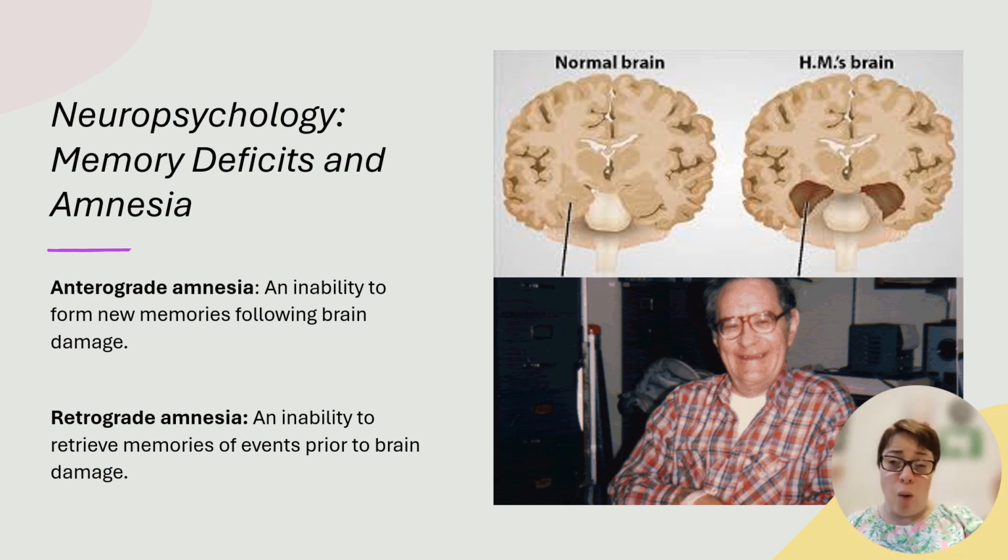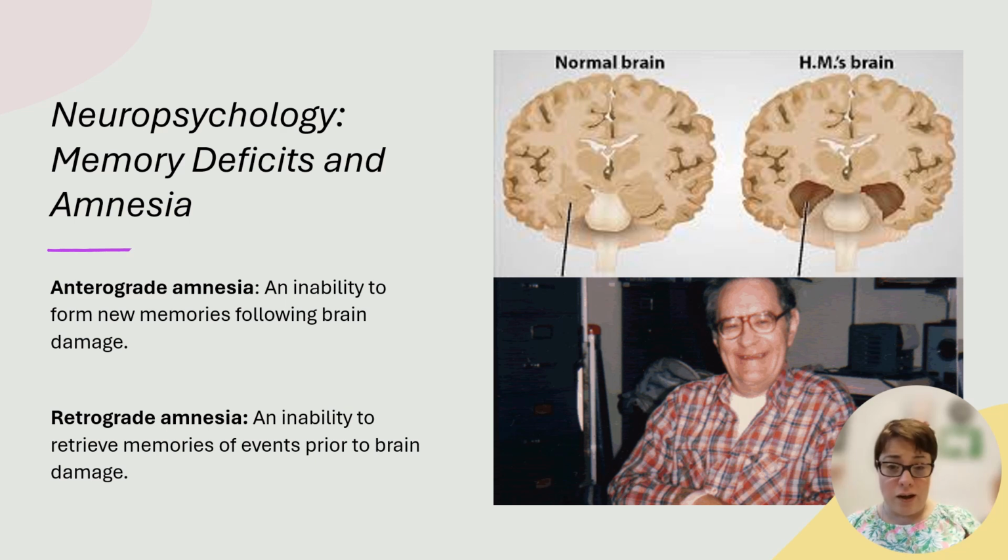So he could hold things in consciousness, in short-term memory, but because his hippocampus was destroyed, he could no longer convert those transient short-term memories into long-term memories. So that was the first association. And the second association was between implicit and explicit memories.